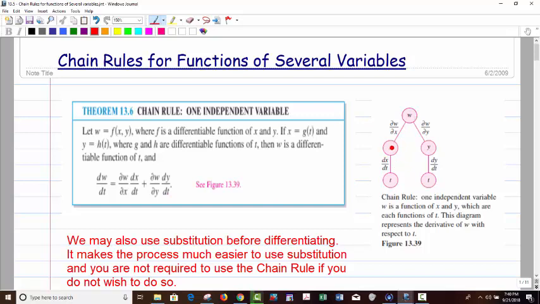I'm not sure if this little diagram helps you in any way, shape, or form, but I'm not going to spend any time with it. But if that helps you, then that's terrific.